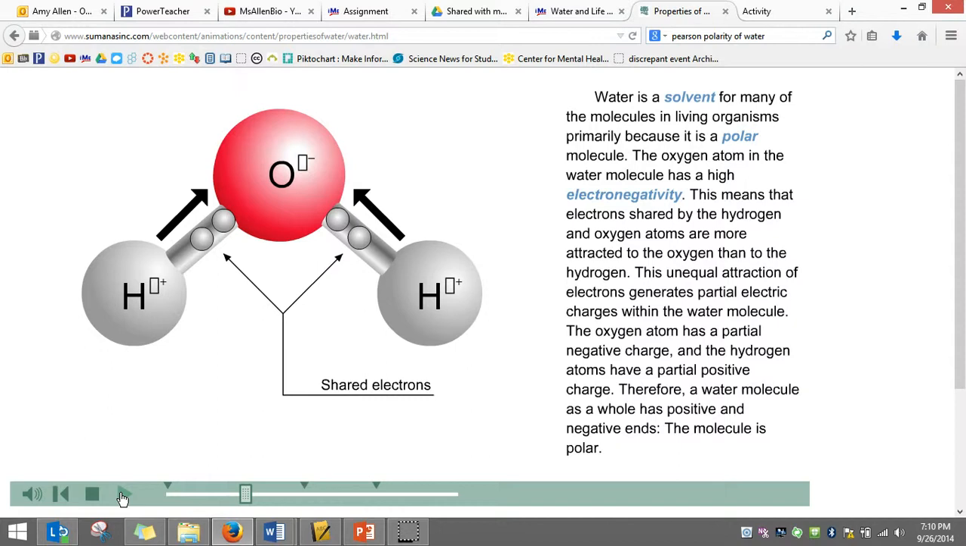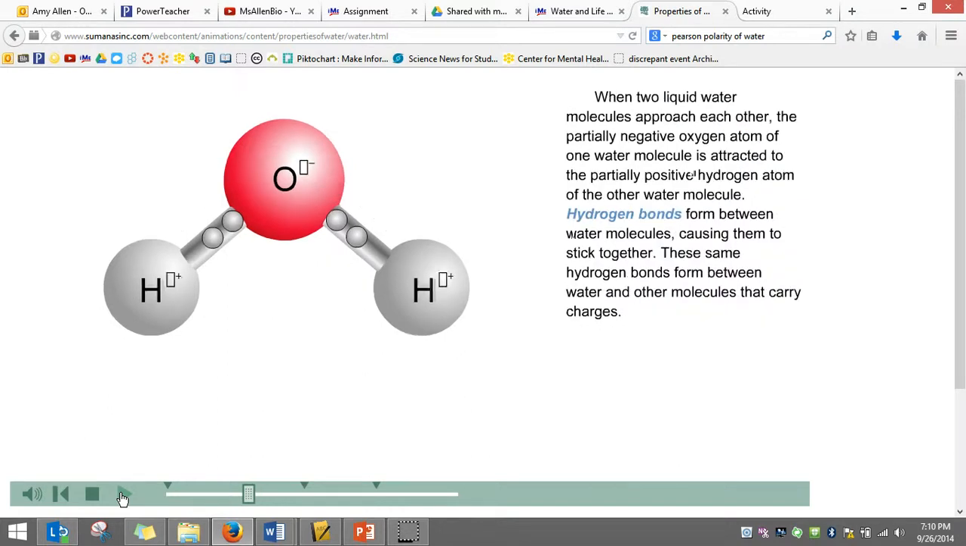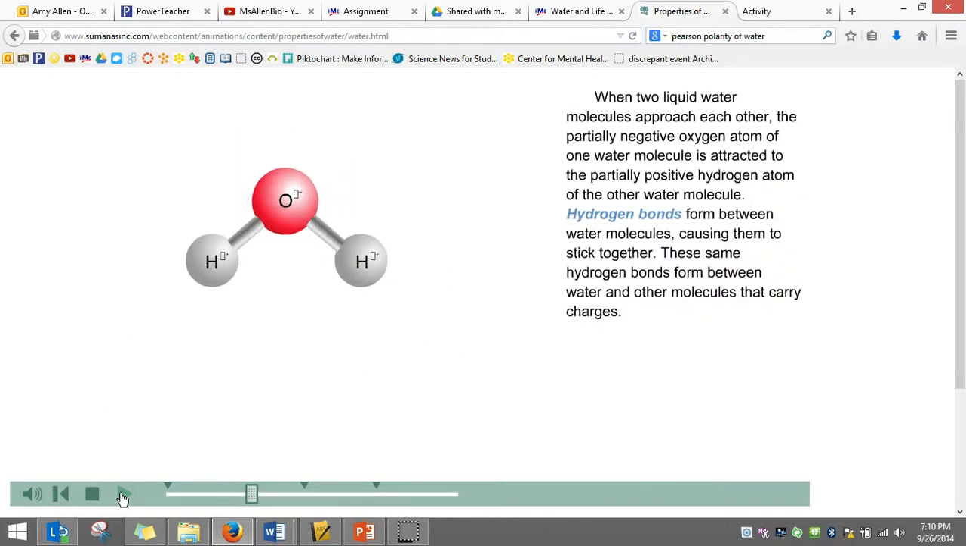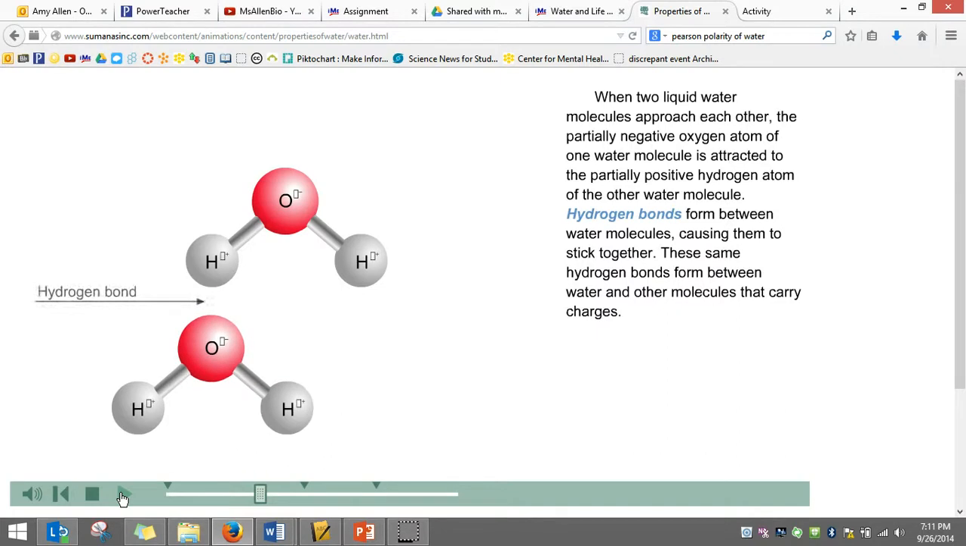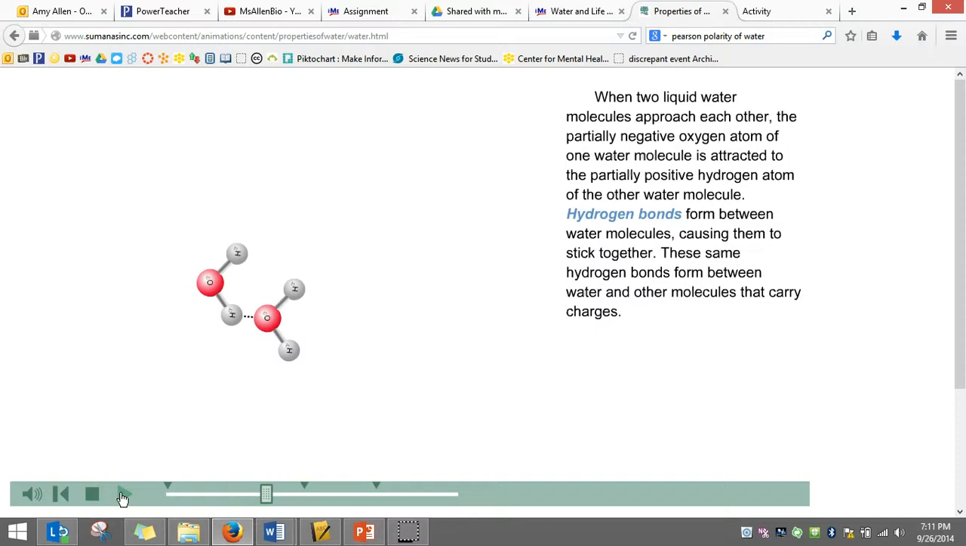The molecule is polar. When two liquid water molecules approach each other, the partially negative oxygen atom of one water molecule is attracted to the partially positive hydrogen atom of the other water molecule. Hydrogen bonds form between water molecules, causing them to stick together. These same hydrogen bonds form between water and other molecules that carry charges.